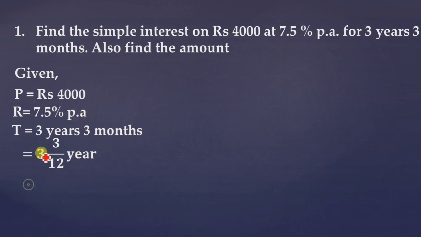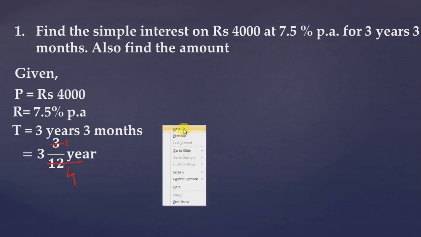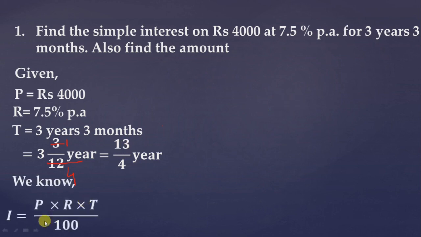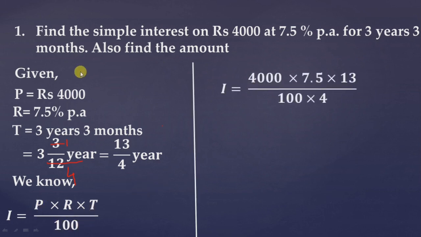So now, 3 1s are 3, 4 3s are 12, 12 plus 1 is 13. So your time is equal to 13 by 4 years. We know I is equal to P into R into T whole divided by 100. So instead of P, I'll write 4,000. Instead of R, I'll write 7.5, into T, which is 13 by 4, whole divided by 100.